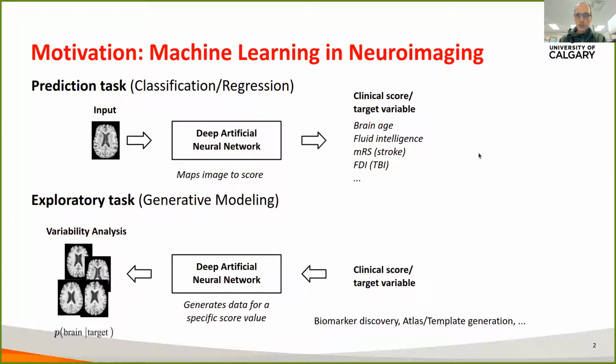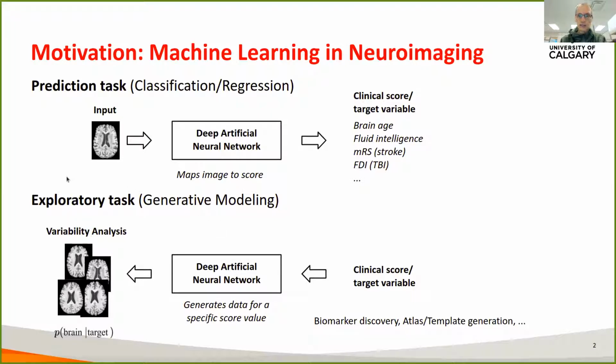Most of you will know that machine learning tasks in neuroimaging are mostly either prediction tasks or exploratory tasks. In predictive tasks, we are interested in mapping our input image, here a T1 image, with a deep artificial neural network to a specific clinical score or target variable like brain age or fluid intelligence. So it's a classification or regression problem.